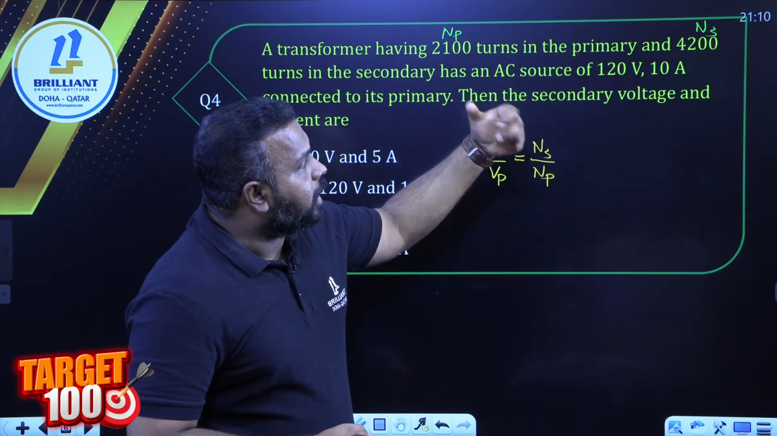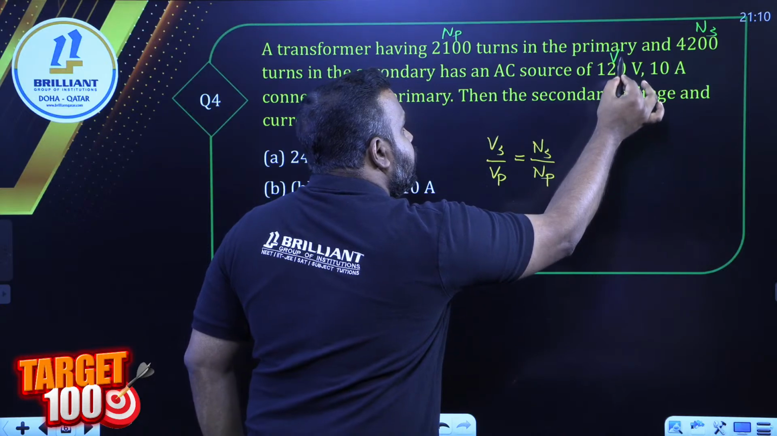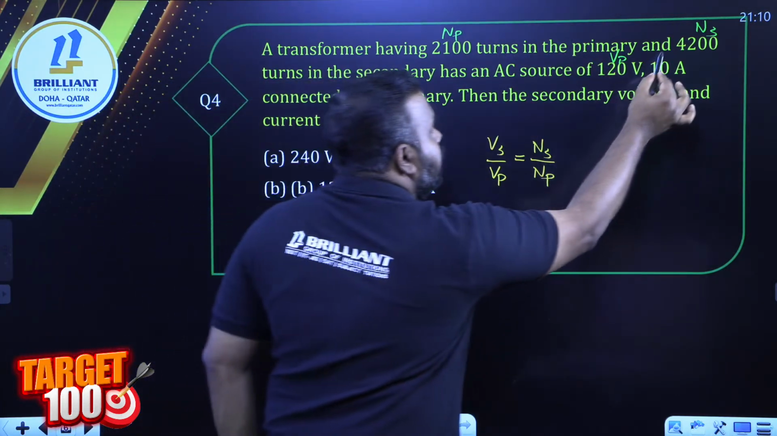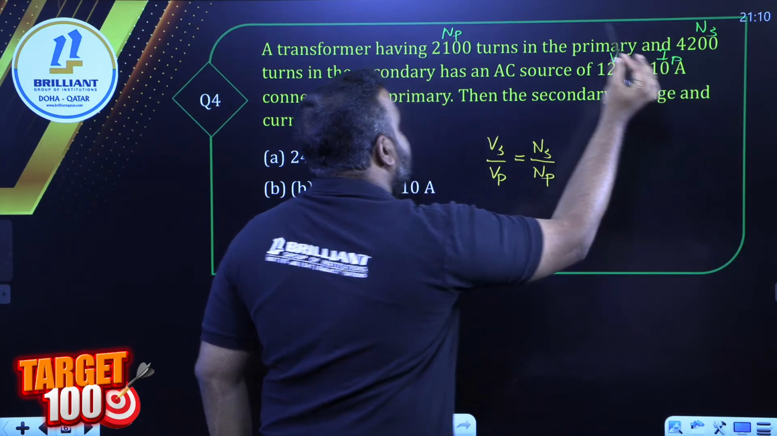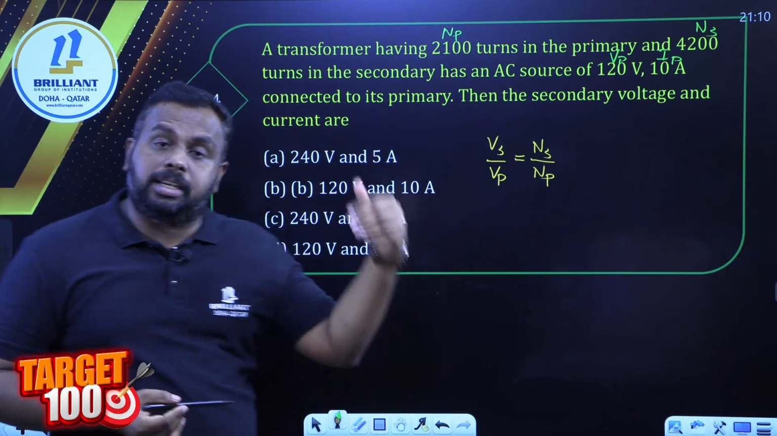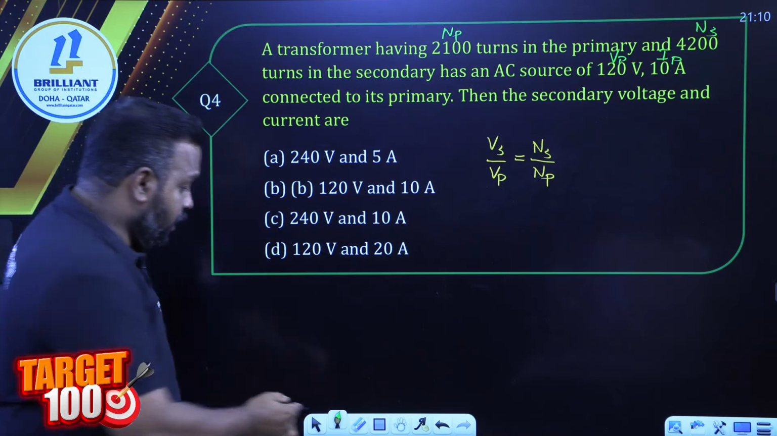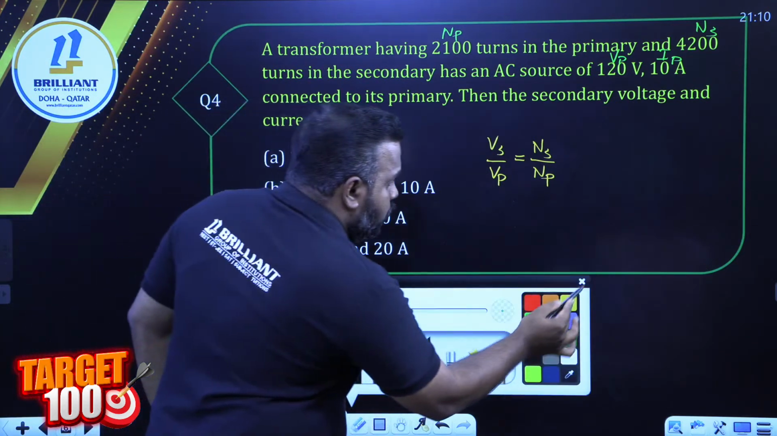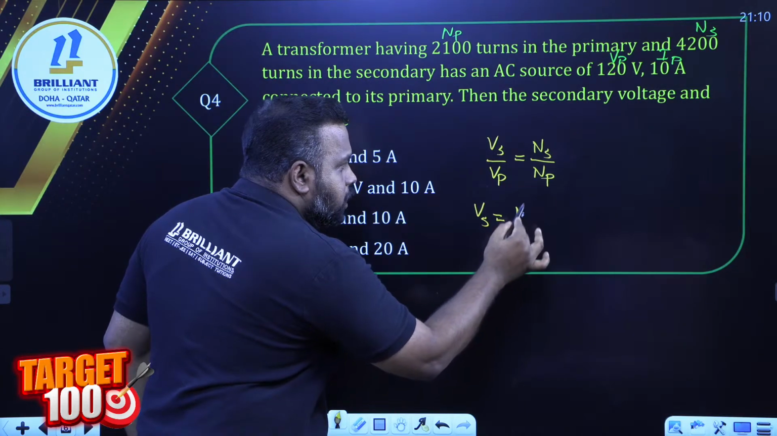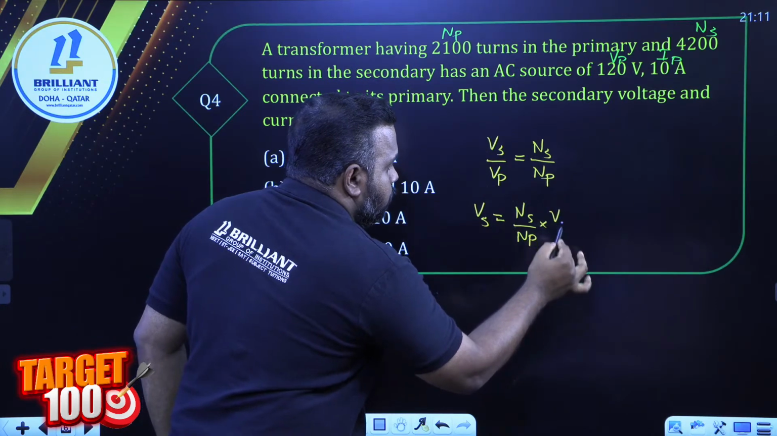It is connected to a source of 120 volt. That means this is the input voltage, so we can take it as Vp. Primary voltage is Vp and primary current is also given. Ip is given, 10 ampere. They are asking the secondary voltage and current. So from this equation you can easily find secondary voltage. So what is secondary voltage? Vs is equal to Ns by Np into primary voltage Vp.